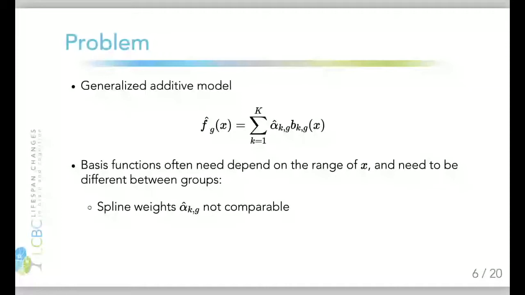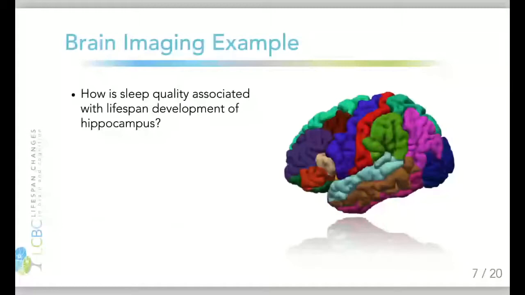I'm going to motivate this with an example from brain imaging, where the question we asked was, how is sleep quality associated with lifespan development of the hippocampus? Even those who are not neuroscientists know that the hippocampus is an important region in the brain, which is responsible for a lot of the executive control and what makes humans really unique.